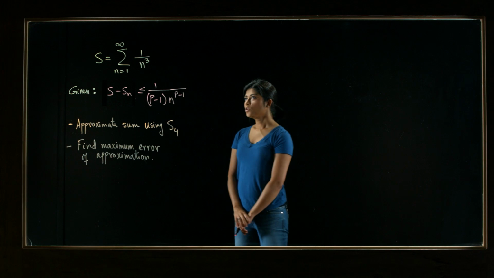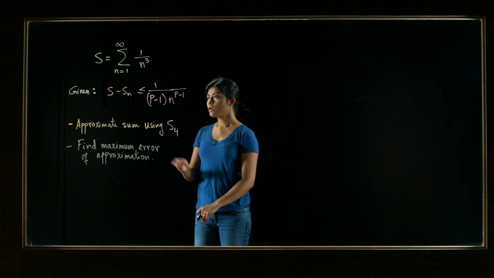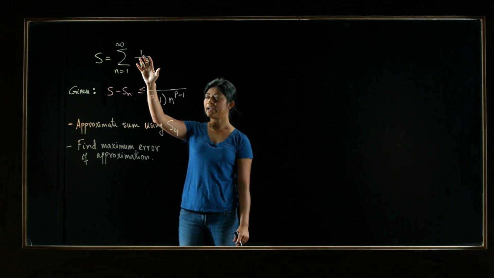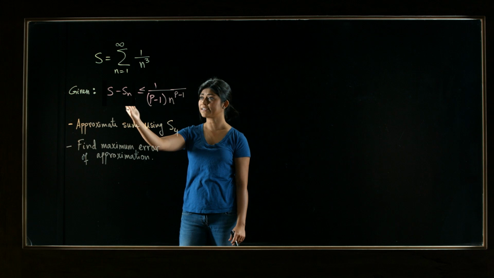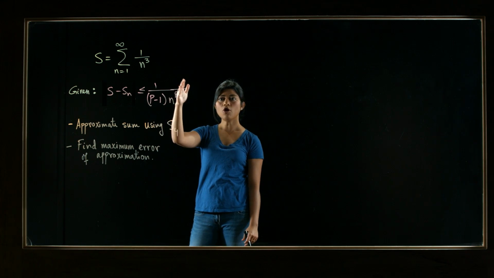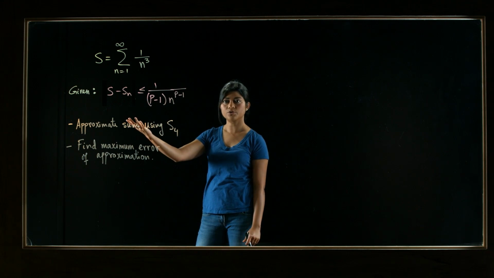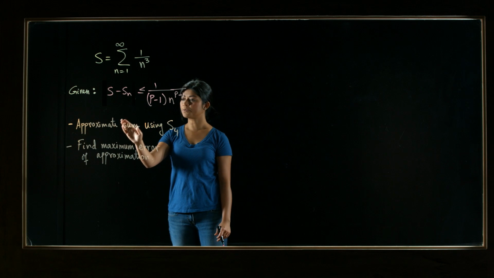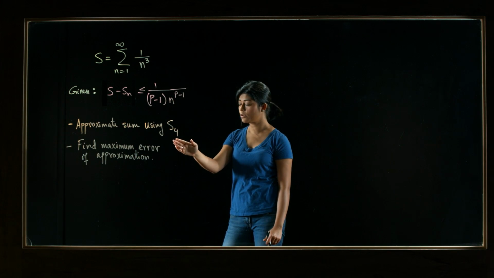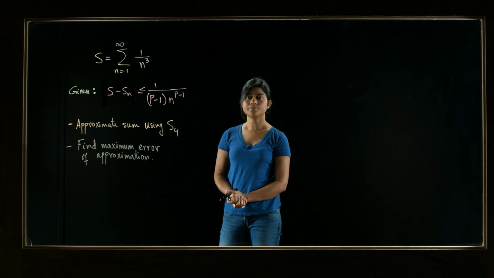In this problem, we are given a P series, the sum of 1 over n cubed. It's also given that if you take the difference of the actual sum of the infinite series and a partial sum, Sn, that difference is not greater than this quantity. It's less than or equal to this particular quantity. Now, we have to first approximate the sum using the fourth partial sum, S4, and then we have to find the maximum error of that approximation.